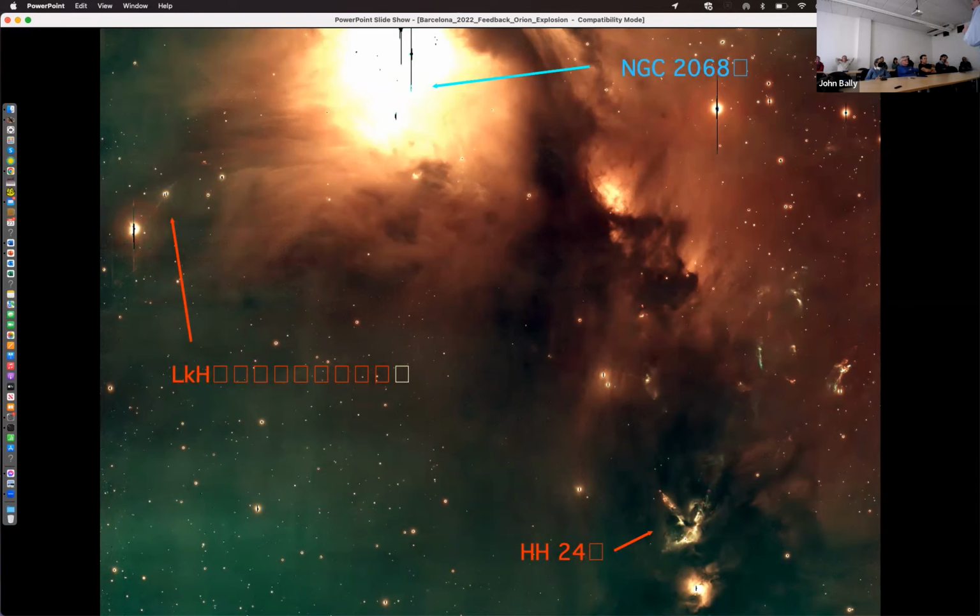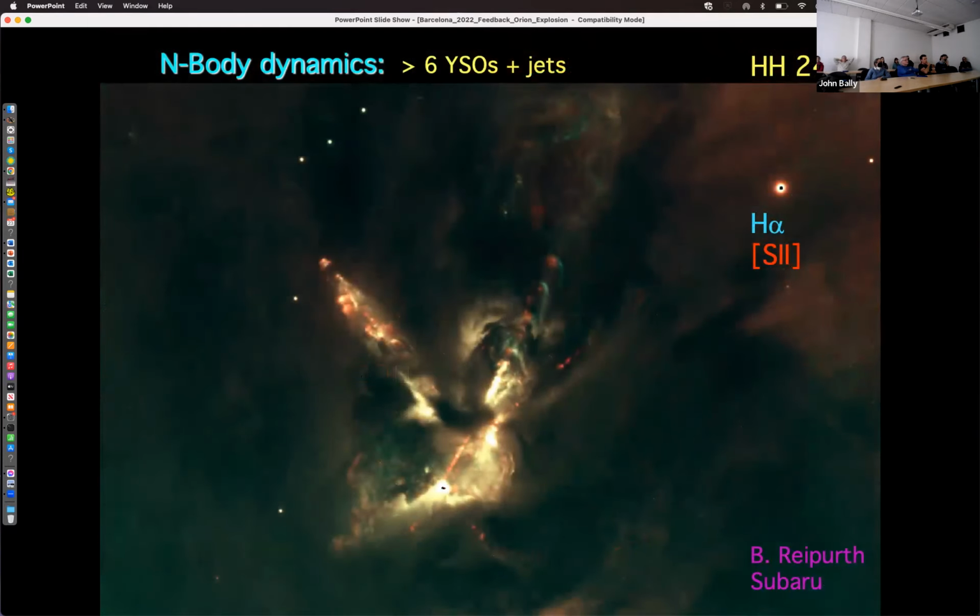When you look at the Class 0 binarity statistics, most Class 0s are multiples. You get to Class 1, the multiplicity fraction goes down. By the time you get to Class 2 and 3, it's almost a field star population. We think in regions like this, almost all stars are born in non-hierarchical multiples, which are violently unstable to dynamical interactions. Okay.